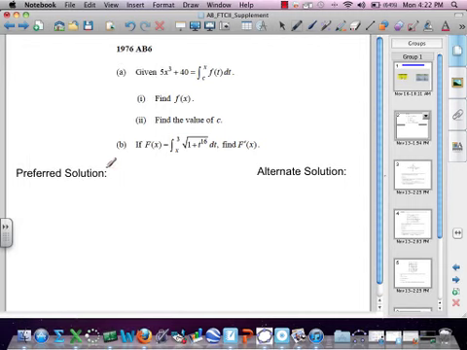All right, let's take a look at some of these problems from class the other day where we were working with the fundamental theorem and its connections here. I'm going to work a preferred solution and then an alternative solution. You can see which one you like better, maybe which one's more efficient.